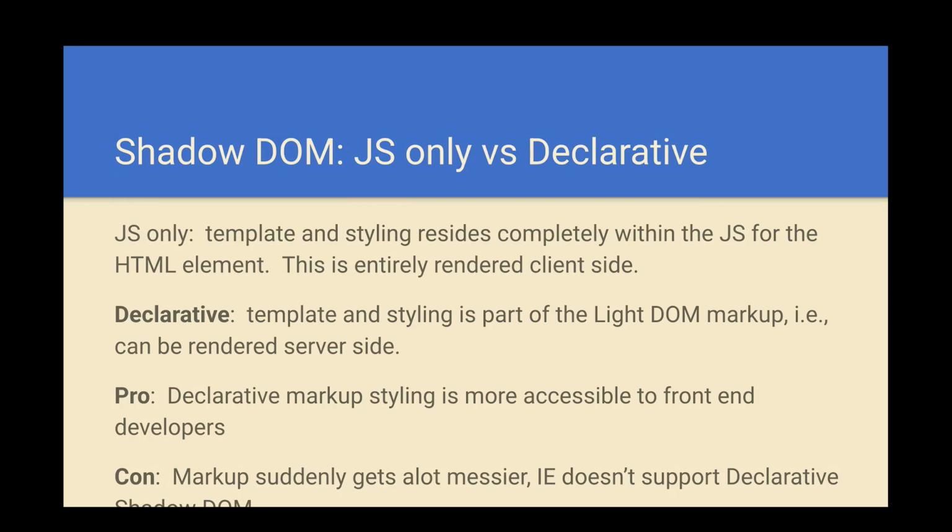Now, in terms of building web components so that you are leveraging the shadow DOM, you can do that in two ways. You can do it through JavaScript only, so everything is bundled or wrapped in JavaScript. Or you can do it declaratively, where you actually use your HTML tag, that is your web component, in your HTML markup, and then put things inside of it. That's called using it declaratively.